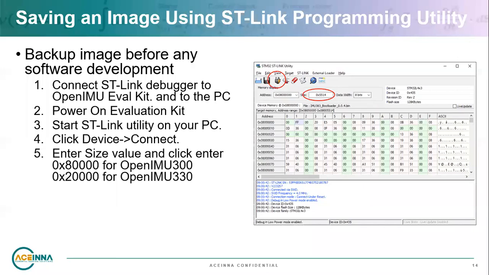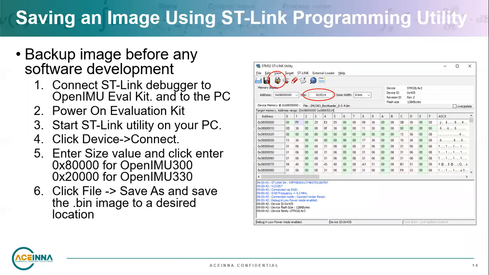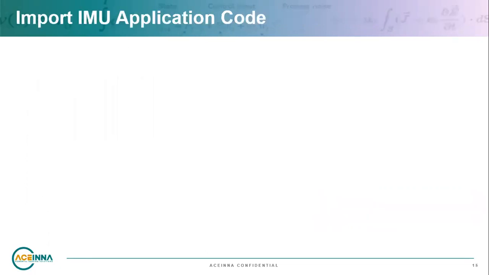So enter the size value, which is hex 80,000 for OpenIMU300, hex 20,000 for OpenIMU330. Once you enter the size, you can click File and Save As, so that you can save the binary file to your desired location on the local drive. This image will help you in case your unit got bricked or is not responding, and you can recover the unit with the help of this backup image, as it consists of all the calibration data for the particular unit.